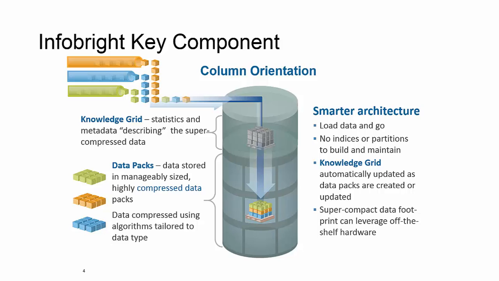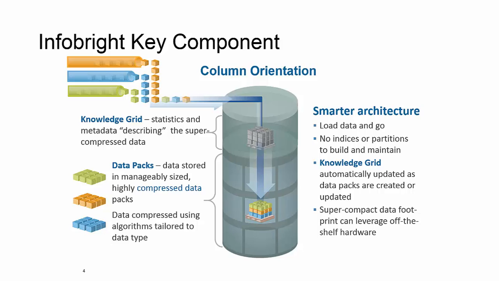How it's able to do that is through a combination of something called a knowledge grid, which is made up of certain metadata about the data within the database. Initially it breaks down the data into individual columns. Then it breaks the individual columns down into things called data packs. Data packs can contain up to 65,536 data elements. This information is then compressed and metadata is taken out about each individual data pack.